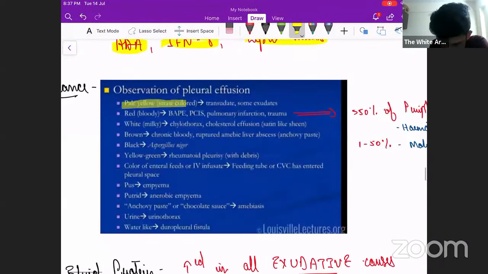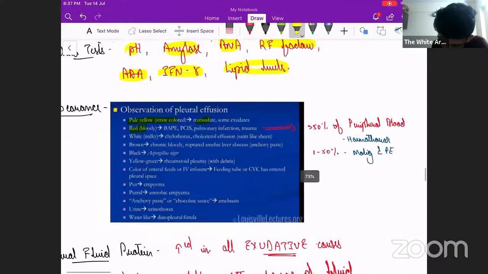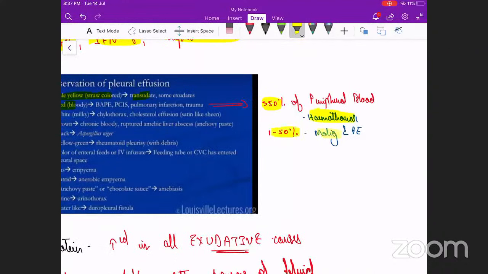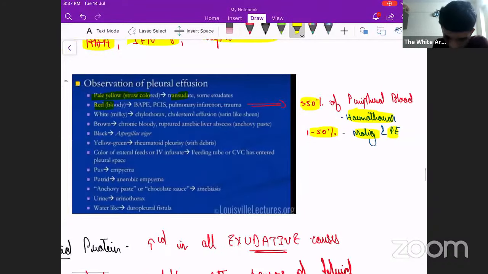If it is pale yellow or straw colored, we'll think of transudative. If it is red or bloody in nature, you can think of pulmonary embolism, trauma, infection, pulmonary infarction, all those things. If it is greater than 50% of peripheral blood hematocrit, then we think of a hemothorax. If it is 1 to 50%, it is either malignancy or pulmonary embolism, as we saw in our case.